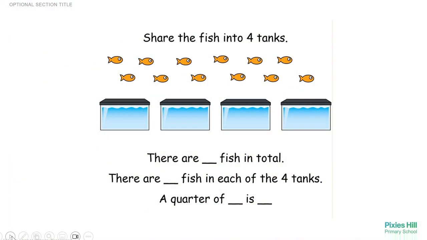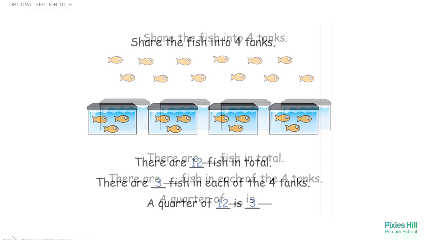So here they have a question of share the fish into 4 tanks. So here we are going to be finding a quarter. So first of all, they would have to count their fish. They would then have to see how many fish there are in each of the tanks, and then they would know a quarter of the amount.